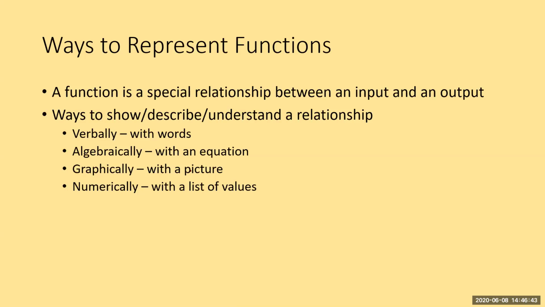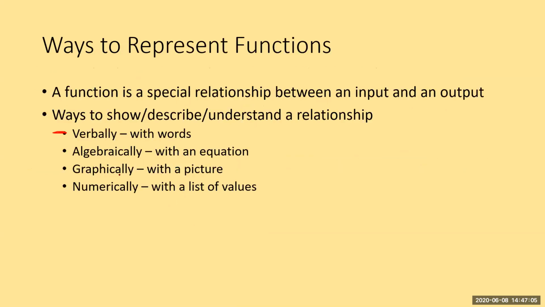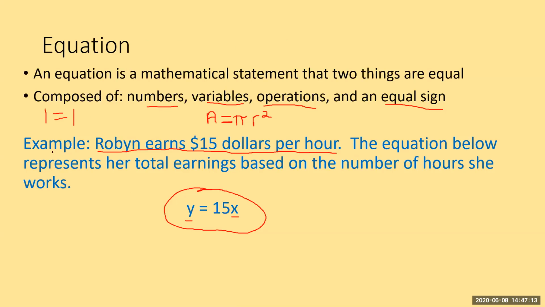So one way we've already seen, and that's verbally or using words. In our example with Robin, right here was a verbal description of the relationship between the amount of time she puts in and the amount of money she gets out. We can also represent a function algebraically or using an equation. And again, we already saw that in our example with Robin. So we could choose to use our mathematical shorthand. We could choose to use an equation to represent a function.